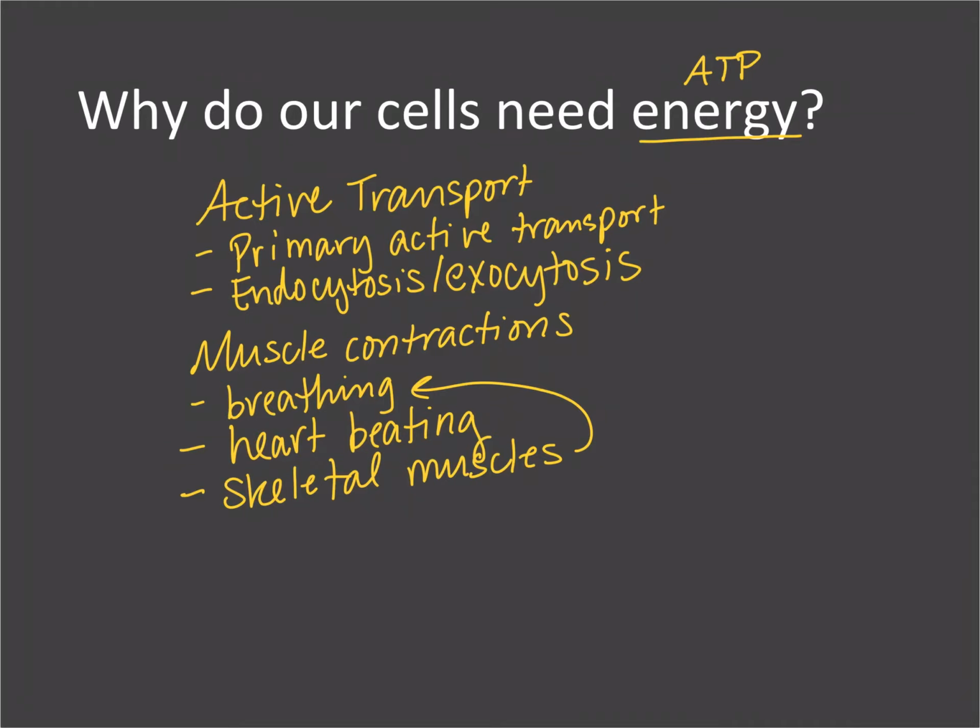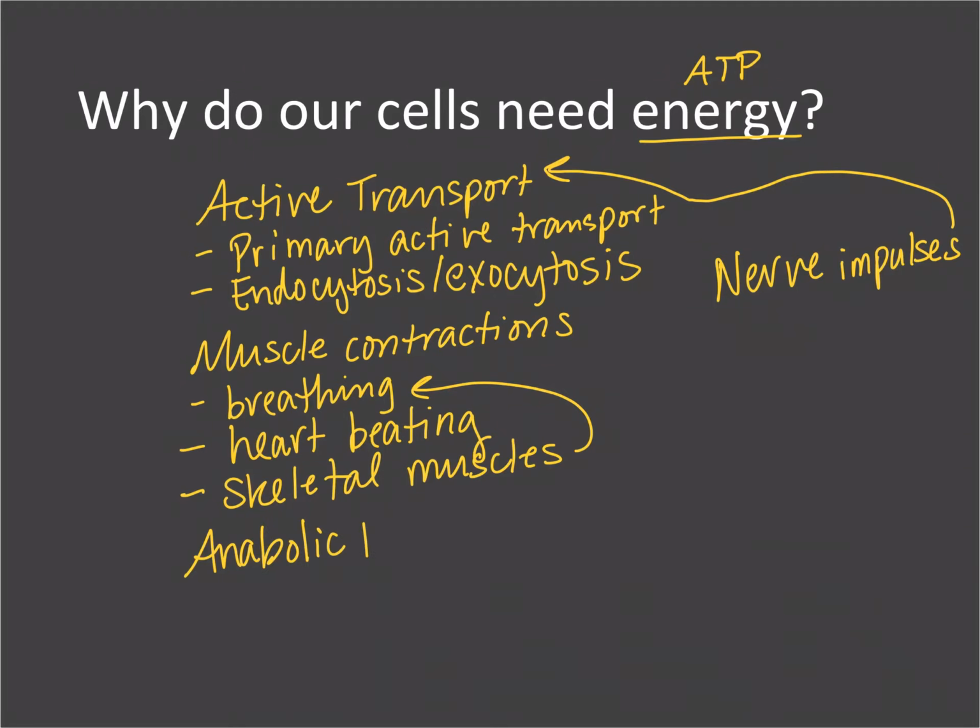We also need ATP for things like nerve impulses, which really rely on these active transport processes here. Now, we could go on and on. There are a lot of reasons why cells need ATP. Oh, one more I want to mention are things like anabolic reactions. So remember, anabolic reactions are ones where we take some smaller molecules and we bond them together to make bigger molecules. And so, like I said, these are just some of the examples of reasons why cells need energy in the form of this ATP molecule.